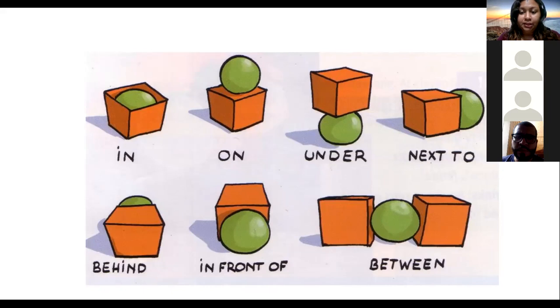Ok, entonces no tengo que poner, por ejemplo, en esta que es de tres palabras, no le tengo que agregar on o en next to, no le tengo que agregar in otra vez. Estas, cada preposición tiene su significado. Así que solamente lo que aparece en cada preposición.